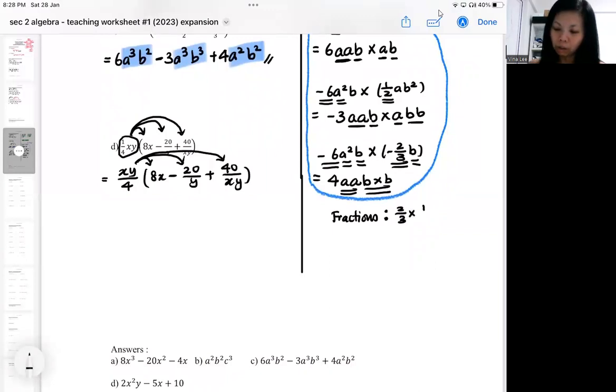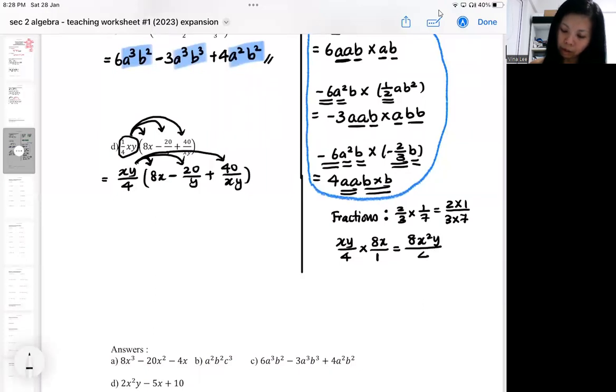You think about what you have learned in primary school fraction. You learn that when you got things like this, you do numerator times numerator, denominator times denominator. So it will be the same thing here. So for example, let's talk about the first arrow. So the first arrow is xy over 4 times 8x. So it's essentially 8x over 1. So numerator times numerator, denominator times denominator. And you can do your cancellation. So the first arrow will give you a 2x squared y.